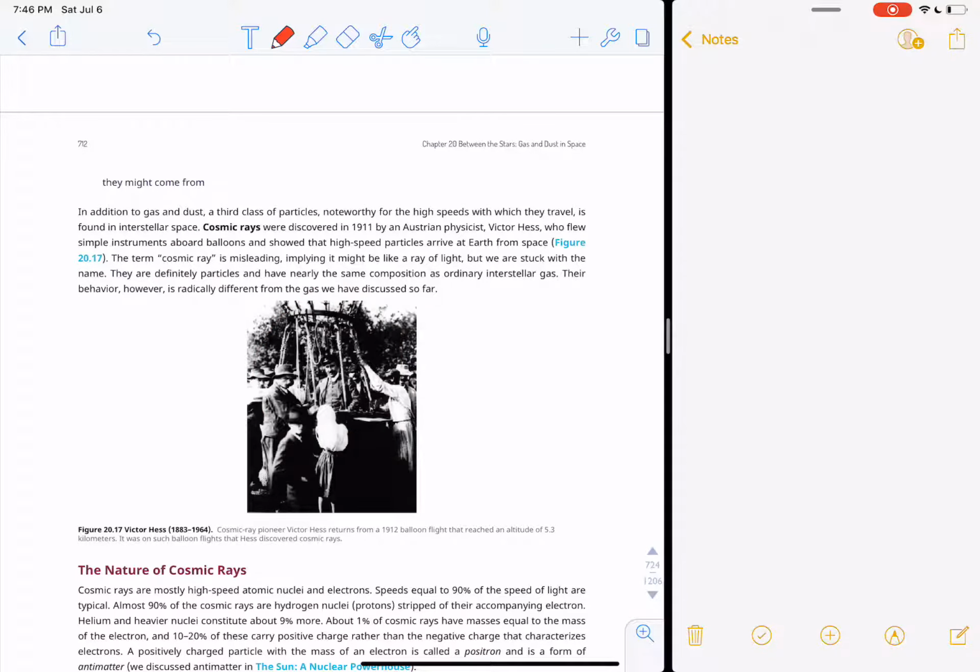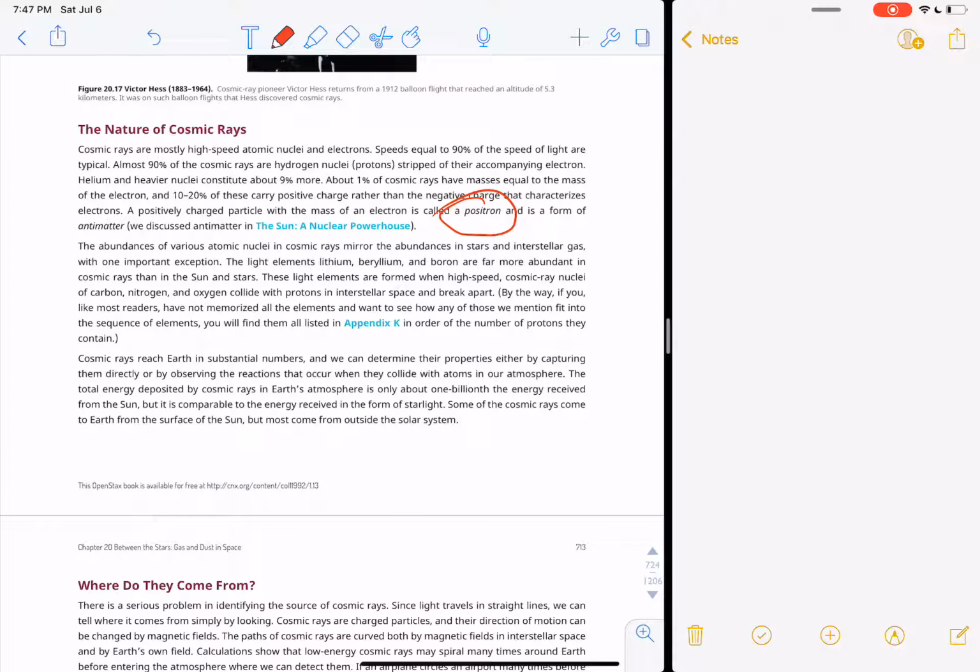Some of them come from the sun, some come from black holes across the universe, some come from supernovae, some come from all sorts of other things, magnetic fields in the galaxy accelerating the particles around, but all kinds of stuff. And there's that word positron again. Remember, that's antimatter, that's the anti-electron. They are close to 90% the speed of light. They're just pretty cool.